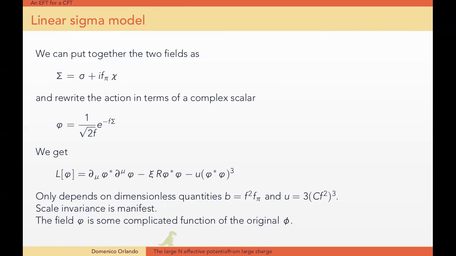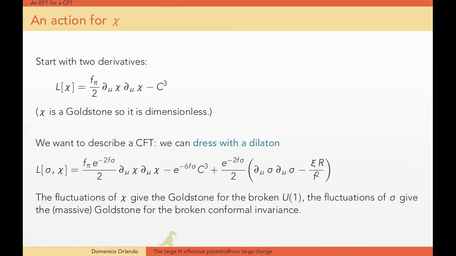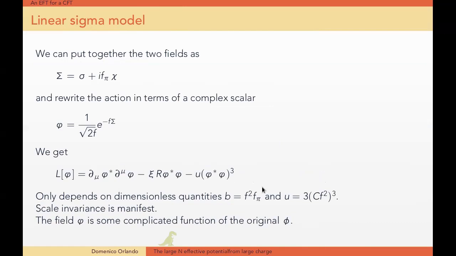And what is nice is that I told you before, this had to be the wrong answer because f pi and c are dimensionful. What happens is that the f pi, the f that comes with the dilaton, and the c all combine only into dimensionless parameters. It had to be, in fact, right, by scale invariance. But it's nice to see it happening.